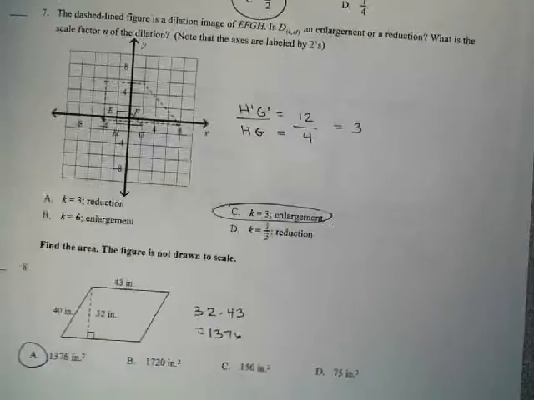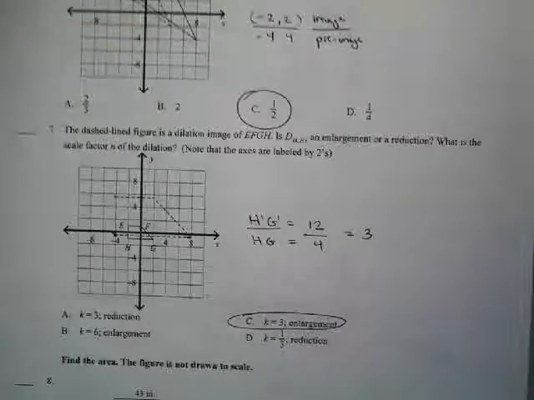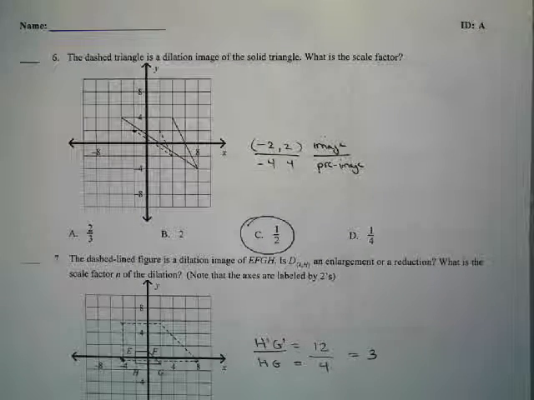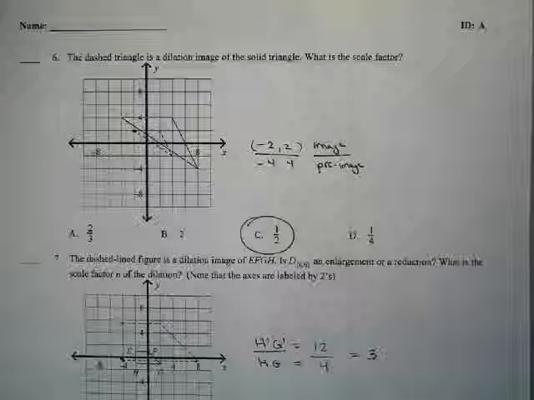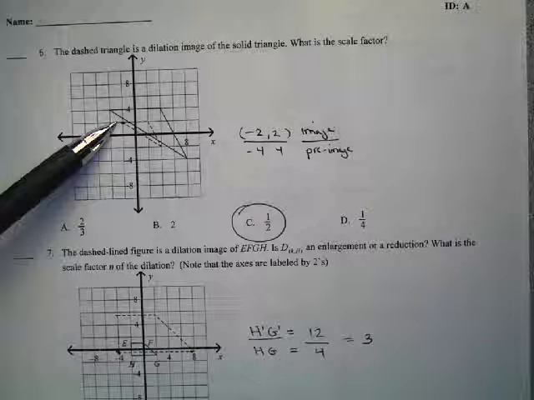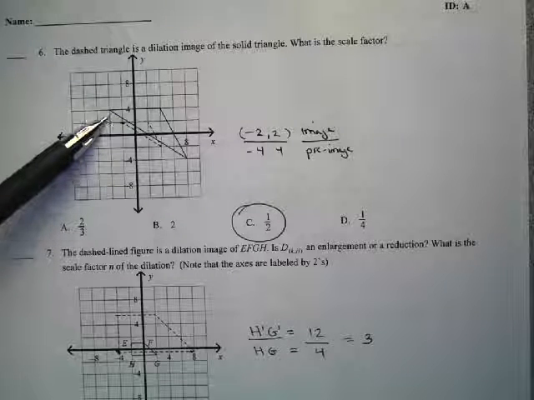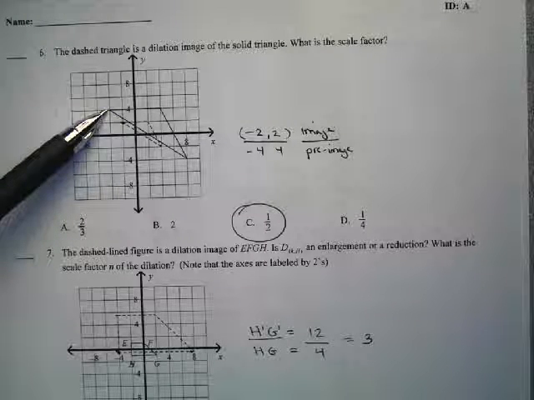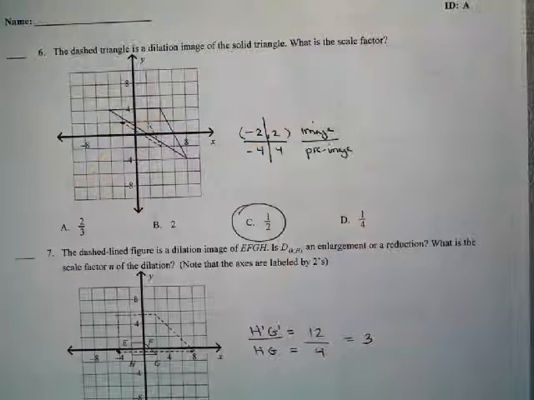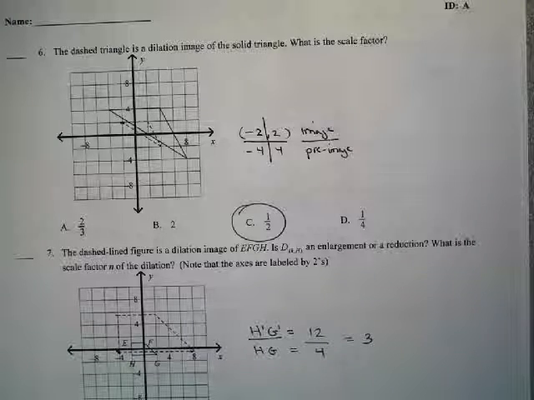Problem number 6. The dilation, you need the scale factor, and that's always image over pre-image. So you can pick any image point. I chose this point, and again the graph is going by 2's, so it's at (-2, 2), and our image is at (-4, 4). If you write those as a fraction, you could use either one. That reduces to 1/2, so the dashed line is half the size.